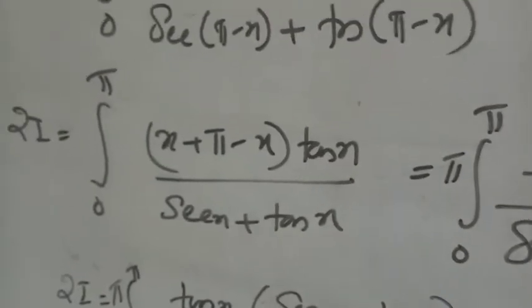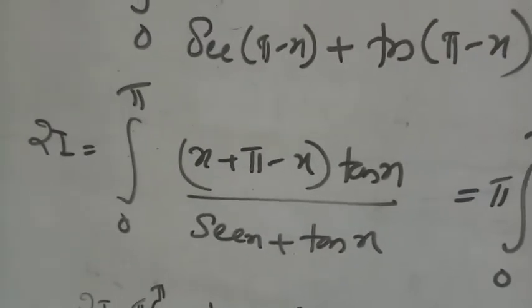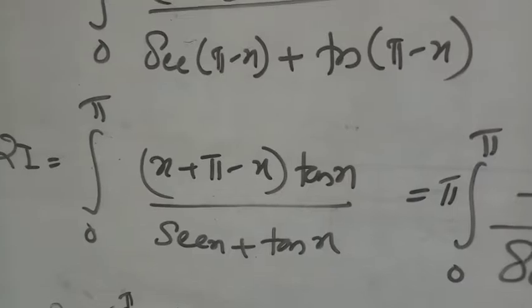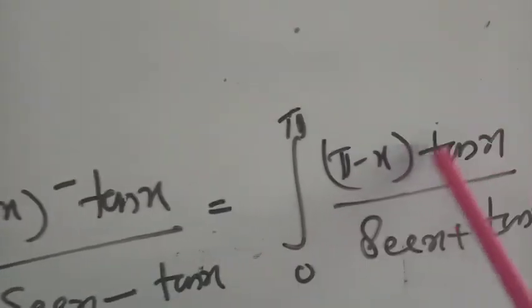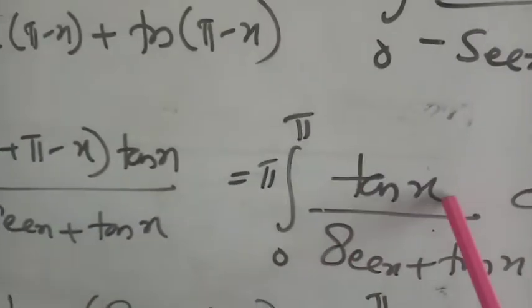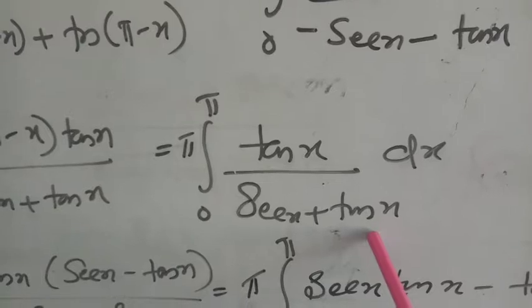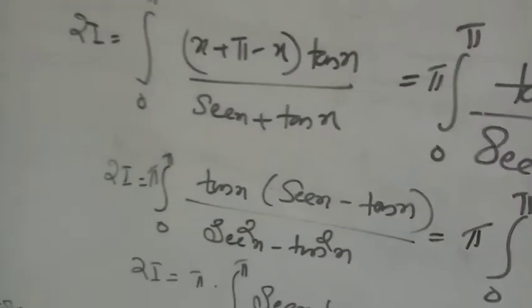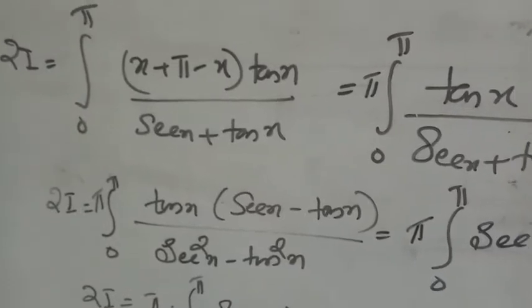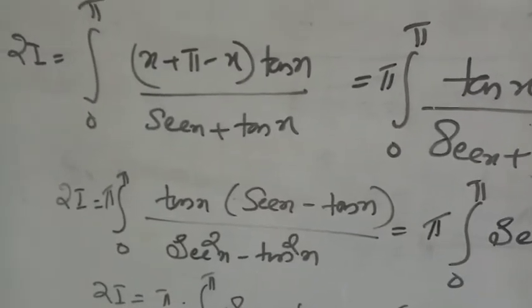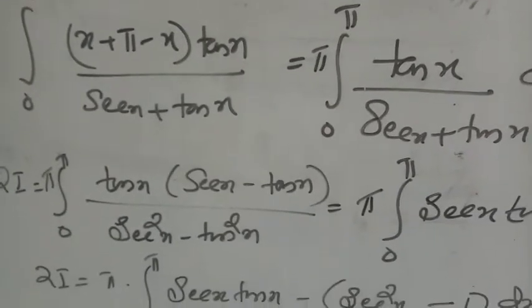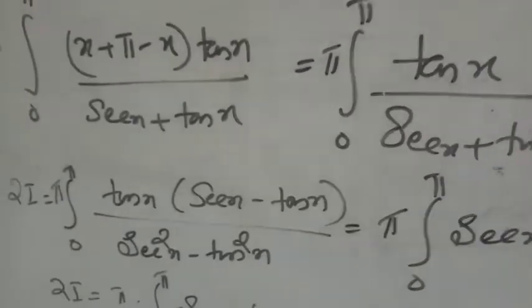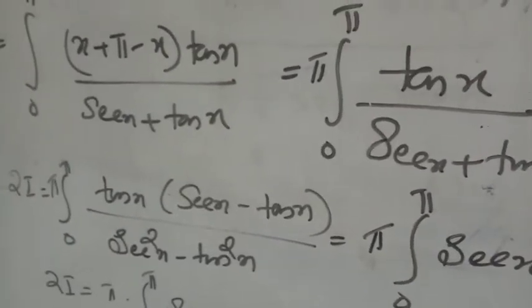Now, adding the two functions, you will get integral 0 to pi. The denominator is sec x plus tan x, and the numerator becomes x tan x and pi minus x tan x. Adding that, you will get pi tan x by sec x plus tan x. And how can we integrate that one? We know the formula sec square x minus tan square x is 1. So you multiply numerator and denominator by the conjugate of the denominator, sec x minus tan x. Now the numerator becomes tan x into sec x minus tan x, divided by sec square x minus tan square x, that will be 1.